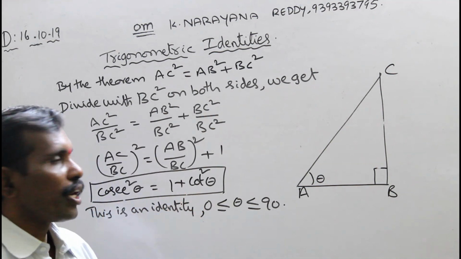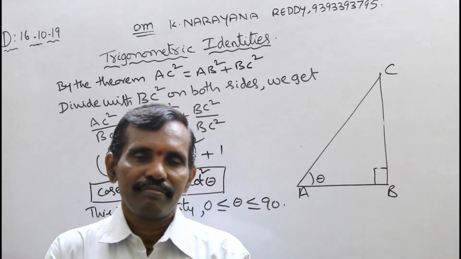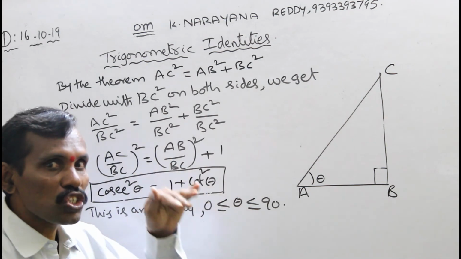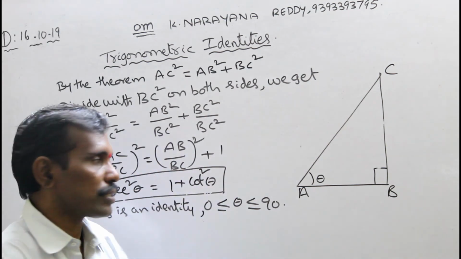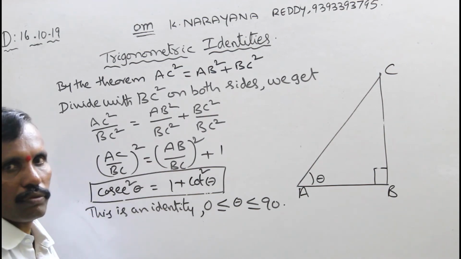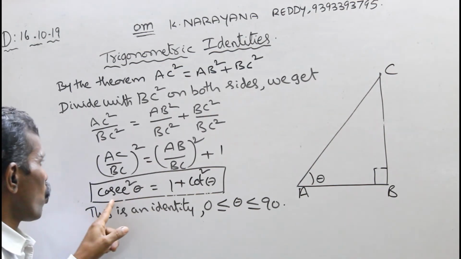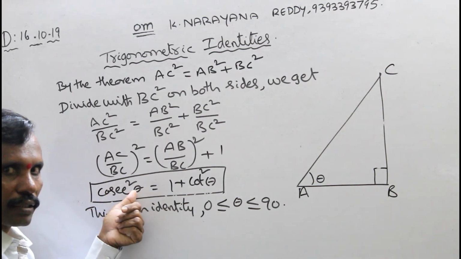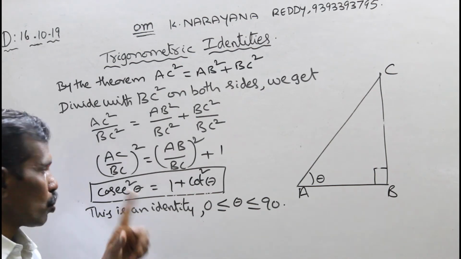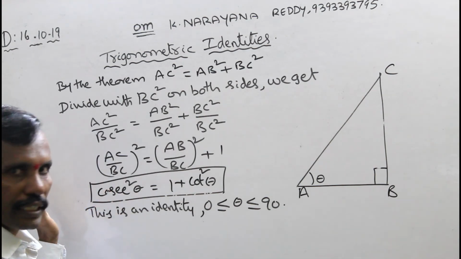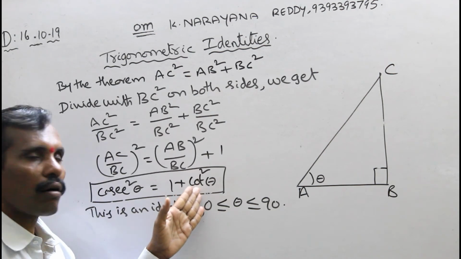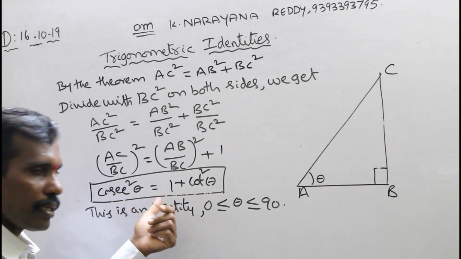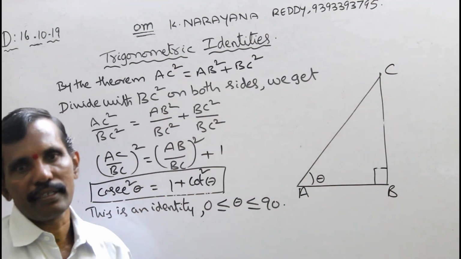In this way, you can prove any identity by using angles in trigonometric ratios. So we can substitute any value. For example, you can take 30. Cosecant square in the place of theta 30. Cosecant 30, 2. Cosecant square 4. Okay, left side is 4. 1 plus cot square 30. Cot 30, root 3. Root 3 square 3. 1 plus 3, 4. So both are same. Both are equal. That is an identity, that's all.